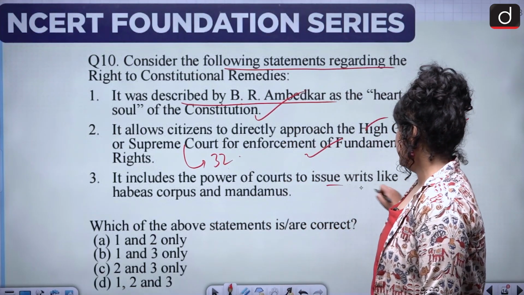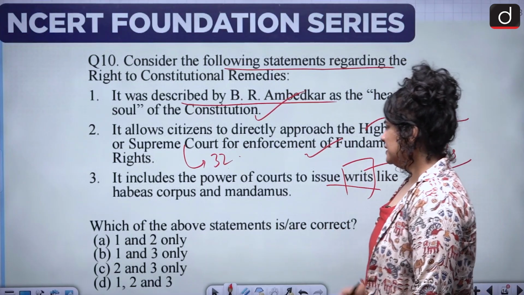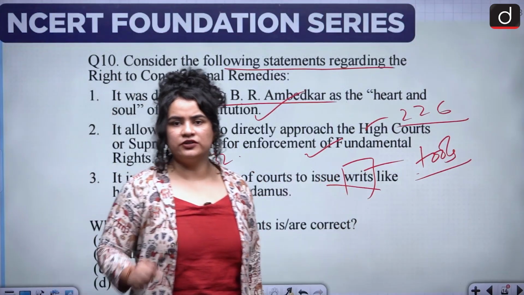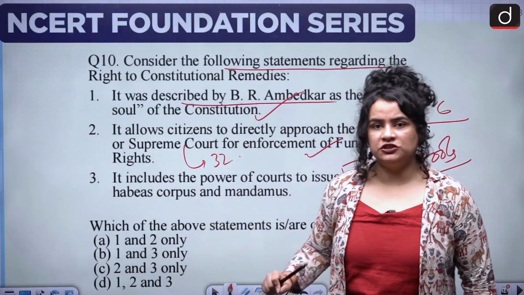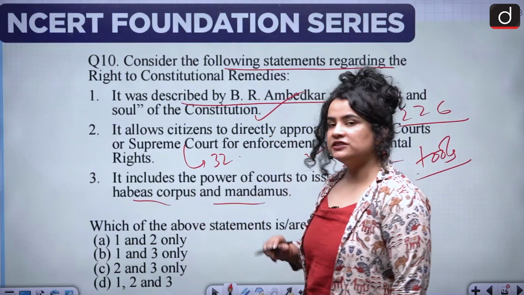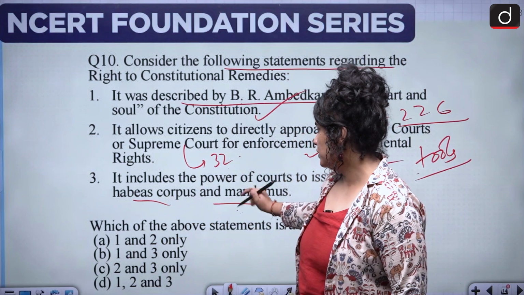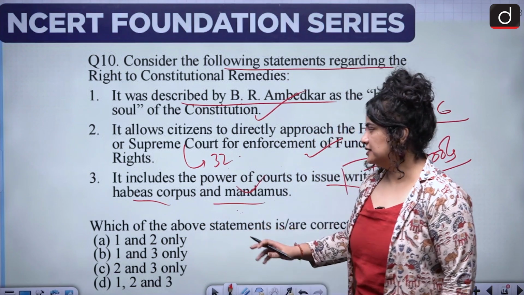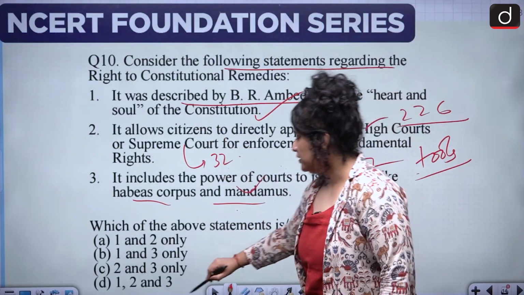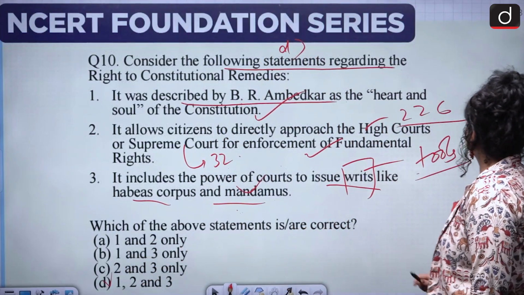Now, writs are basically tools. Let's understand it very simply. They are basically tools to address any sort of injustice or any sort of right violation. Now, all these habeas corpus and mandamus, we're going to discuss as the series progresses. But for now, please understand, yes, this is actually correct. So 1, 2 and 3, all of the above are correct. Hence, we have our correct answer, which is option number D.